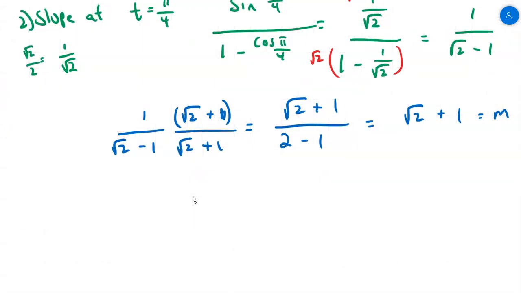All right, then here's my next question. Suppose I want to find an equation for the line that's tangent to the curve at pi over 4.